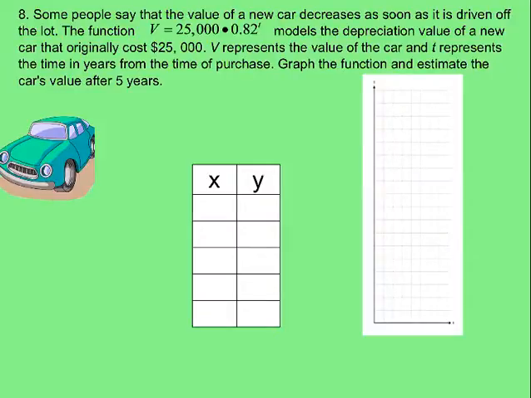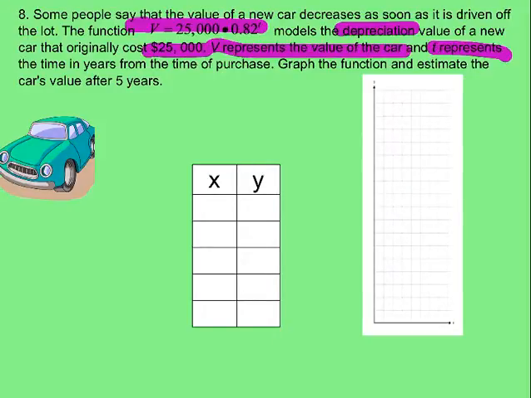So let's take a look at this one. Here it says, some people say that the value of a new car decreases as soon as it's driven off the lot. So this function right here, it's not letting me highlight, models the depreciation of a new car. Depreciation means that it's going down, of a new car that originally cost $25,000. V represents the value of the car, and T represents the time in years after its purchase. So we want to estimate the value of the car after 5 years.